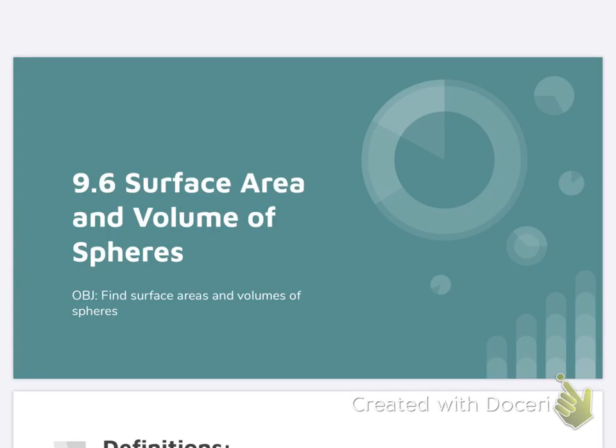Okay, 9.6 surface area and volume of spheres. Our objective today is to find the surface area and volume of spheres.